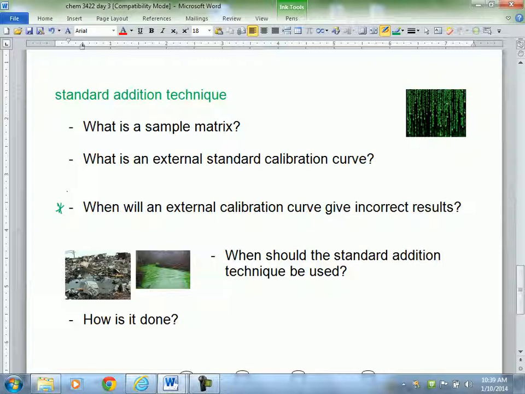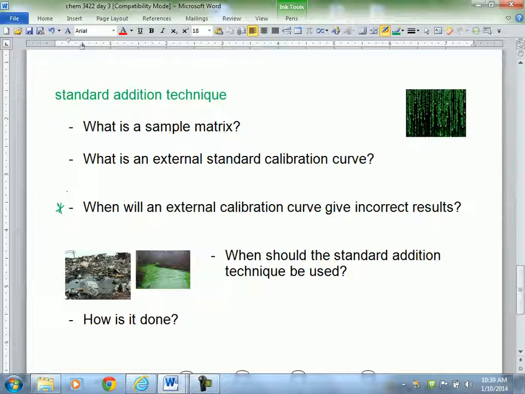But jeez, to analyze Coca-Cola and to make it seems kind of ridiculous. Could you dilute it? That's the way to think about it. If you dilute it, those matrix effects should decrease, right? Because then you're going to make it more and more like water, right? That's a good solution, okay? I like that one. That's exactly right thinking.